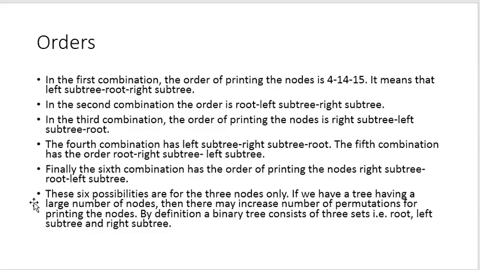So these 6 possibilities are for the 3 nodes only. If we have a tree with a large number of nodes, the number of permutations for printing the nodes may increase. By definition, a binary tree consists of 3 sets: root, left subtree and right subtree. As we have only 3 nodes in this tree, we have only one root. The root is at the top, so there will be only one root in a tree, and then we have a left and a right, each with only one node.